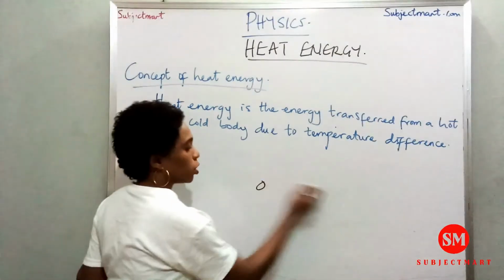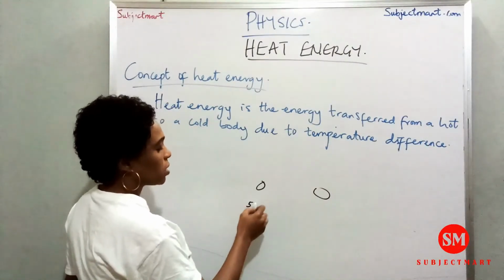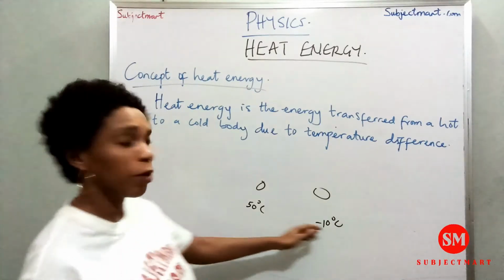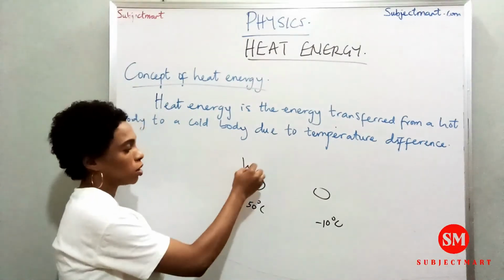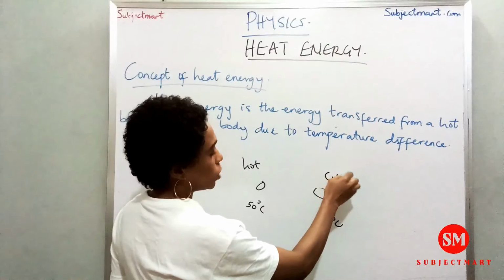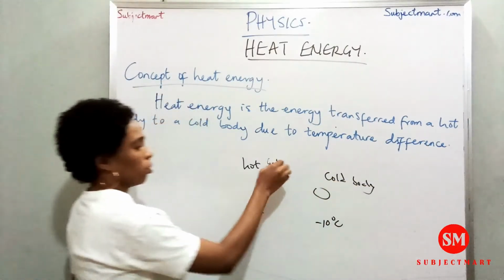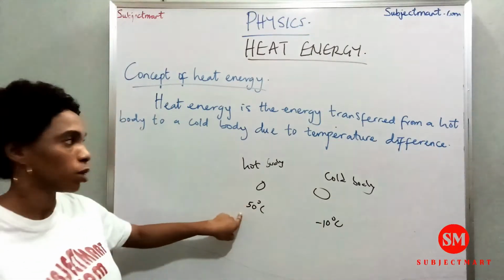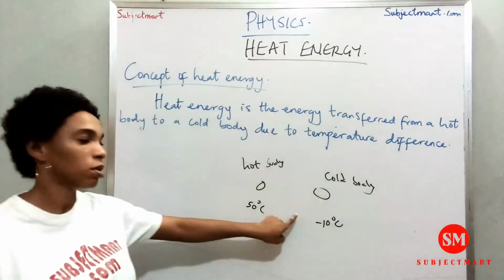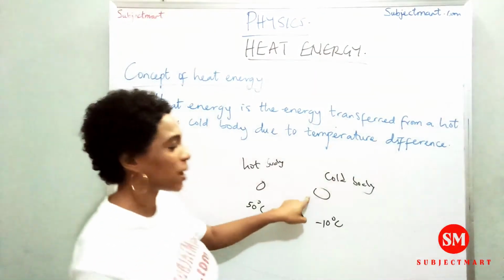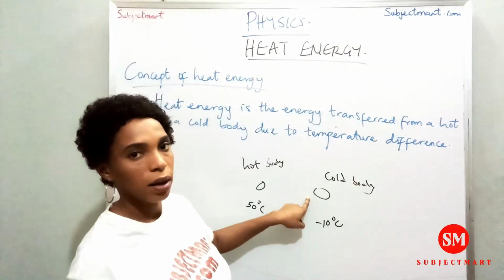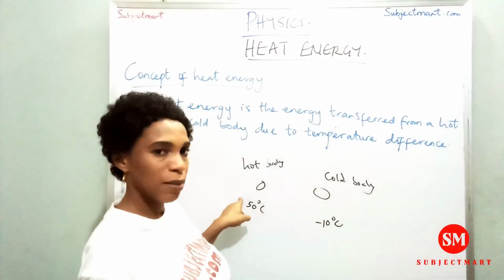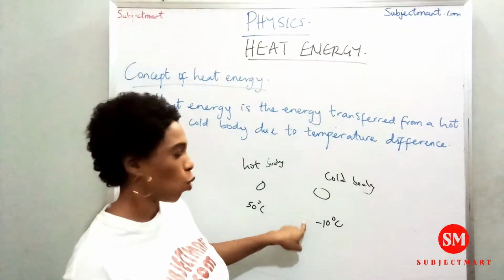What does that mean? Two bodies. This is at a temperature of, let's say, 50 degrees C, and this is at minus 10 degrees C. Of course, because of the temperature difference, you will agree with me that this body is a hot body and this one is a cold body. So, if this body is transferred into this body, what happens? It becomes minus 10 degrees C. We have an increase in temperature. Why? Because it has been transferred from this body with a higher temperature to the body which had a lower temperature.